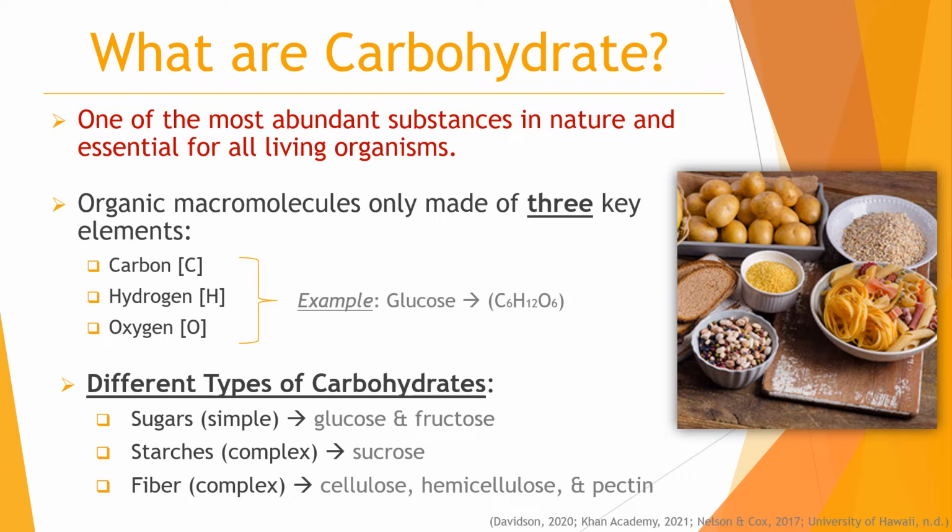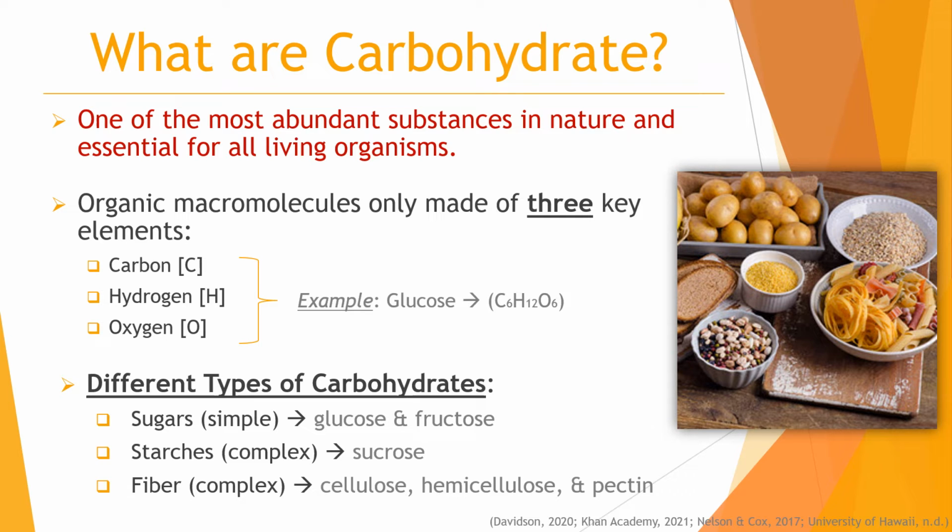So what are carbohydrates? Carbohydrates are actually one of the most abundant substances that can be found in nature and are quite essential for all living organisms and their cells. They're known as organic macromolecules that are made up of only three key elements, which include carbon, hydrogen, and oxygen.